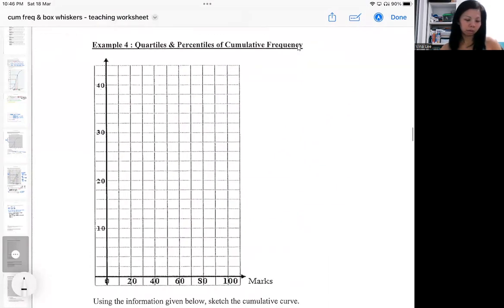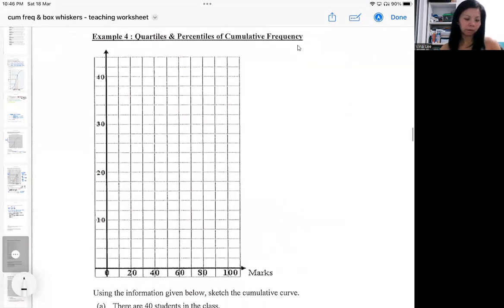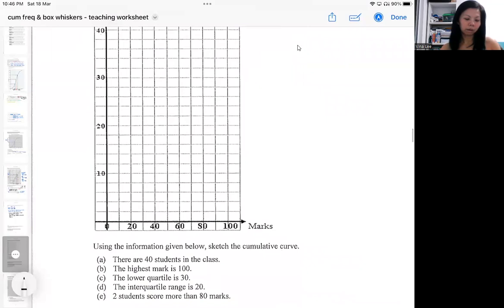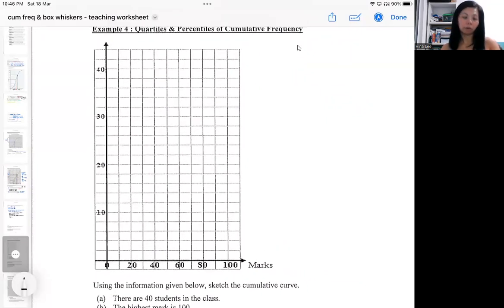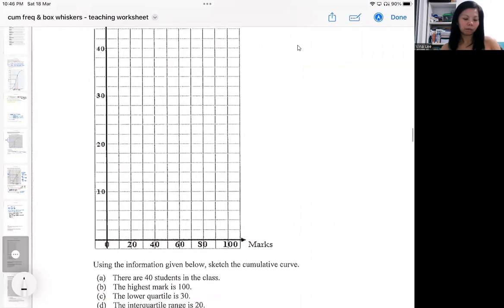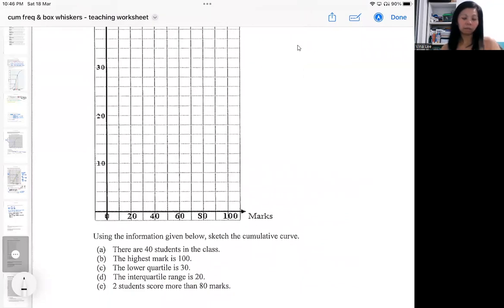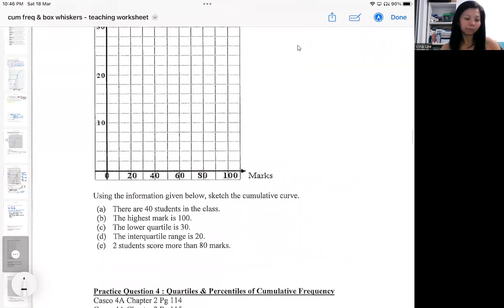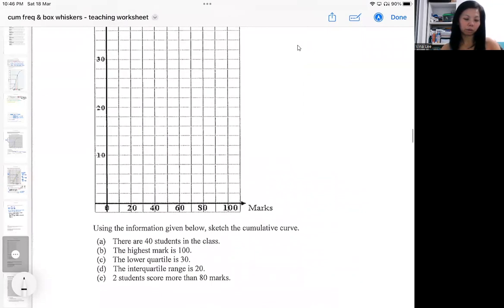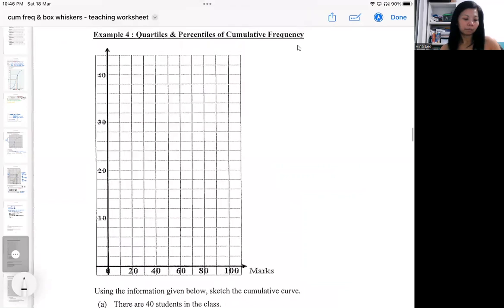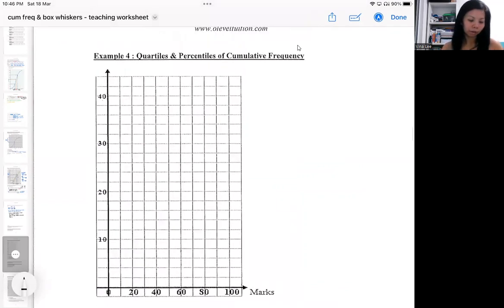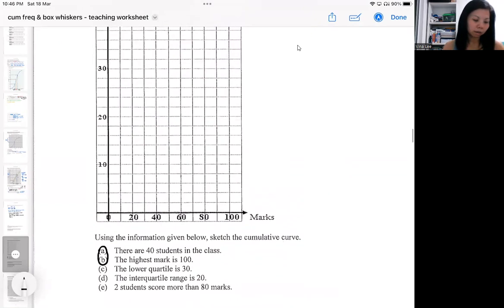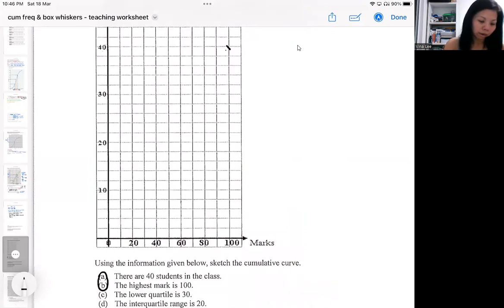So for this section, for example, it's a bit of a sketching. So I can roughly show you the sketch if you have a good idea about the highest mark, lowest mark, and the interquartile range. So we have to process this information first. There's a lot of information that helps us to draw the cumulative graph. So first of all, we got 40 students here, 40 students and the highest mark is 100. So from here, I know that it will end off here.